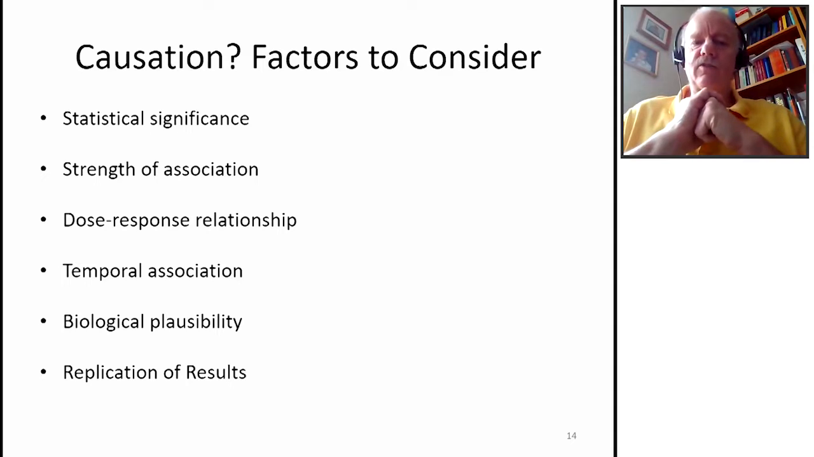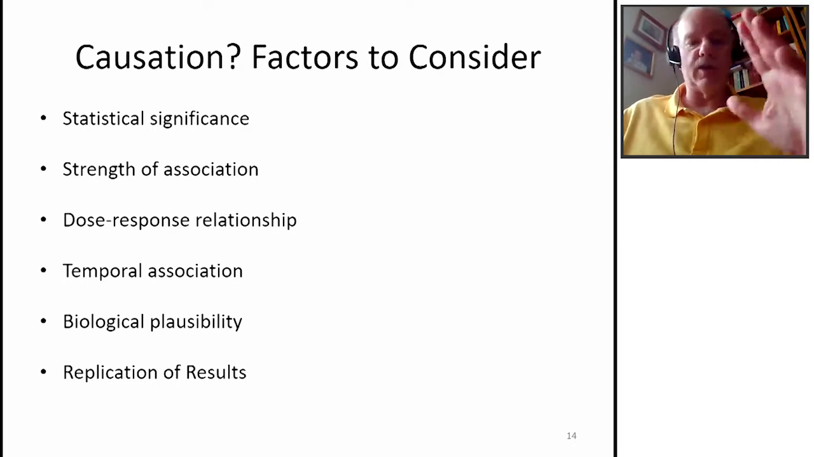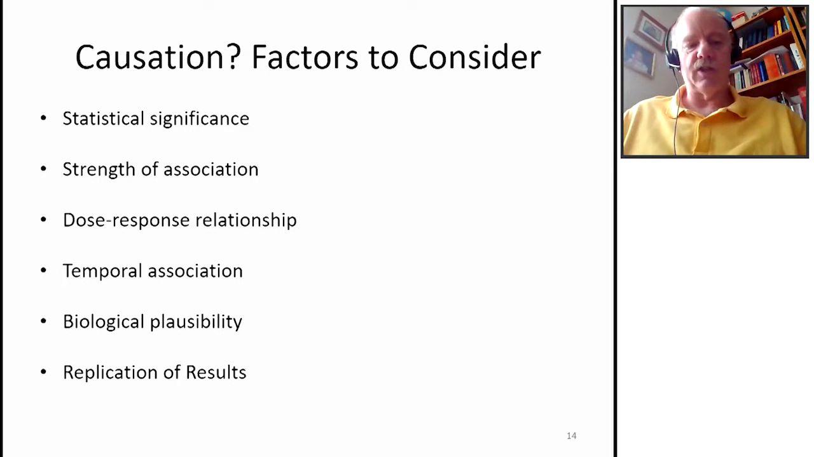And some of the other factors to consider when you're trying to assess whether there's a cause and effect relationship. First of all, is there a statistically significant difference? What is the strength of the association? Is there a dose response relationship? Do you see that people who smoke more often have higher rates of cancer than people who smoke less often? Is there a temporal association? Did the disease happen relatively soon after starting the risk factor? Is there biological plausibility, as we discussed? And are results replicated in different studies?